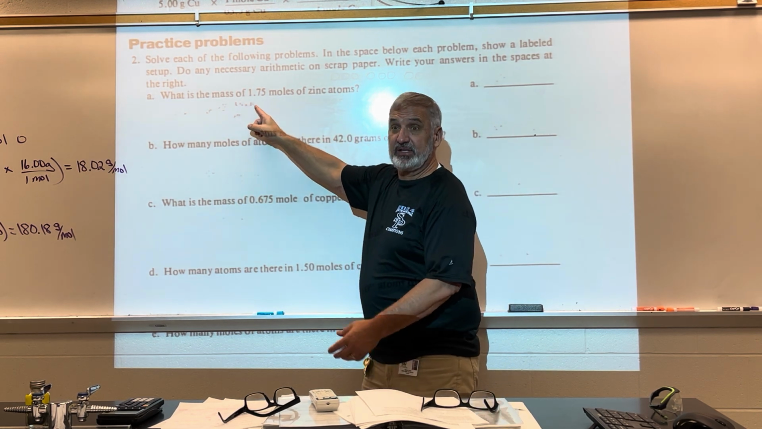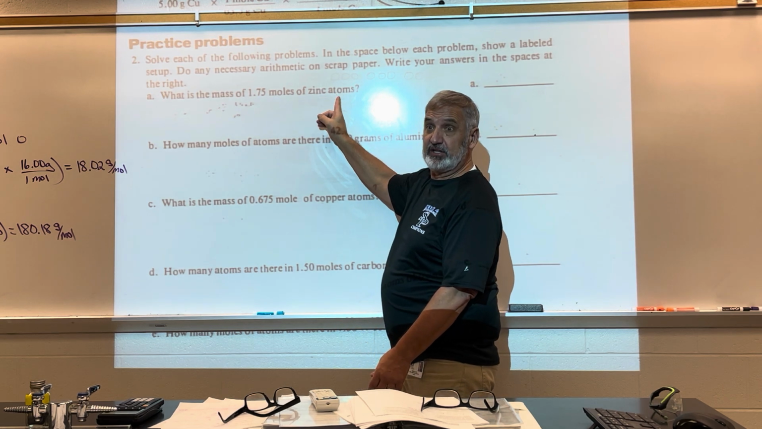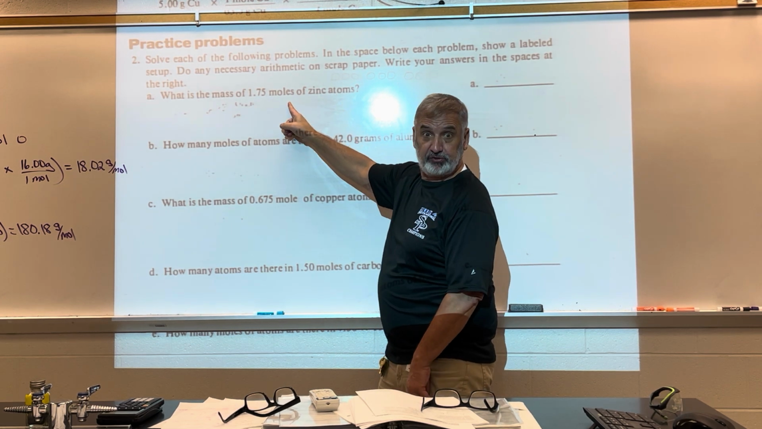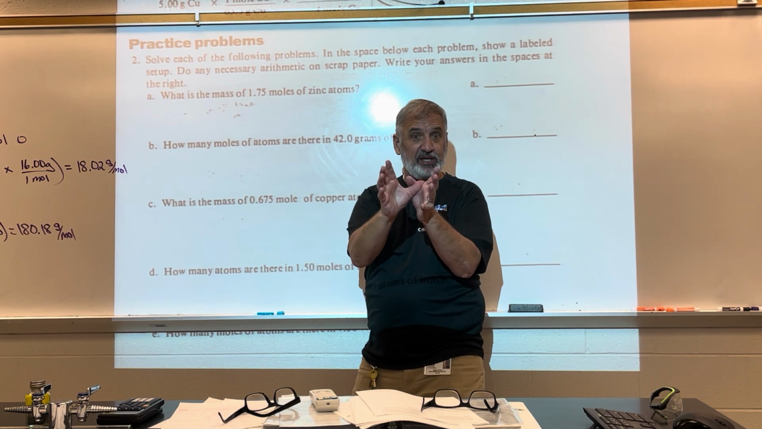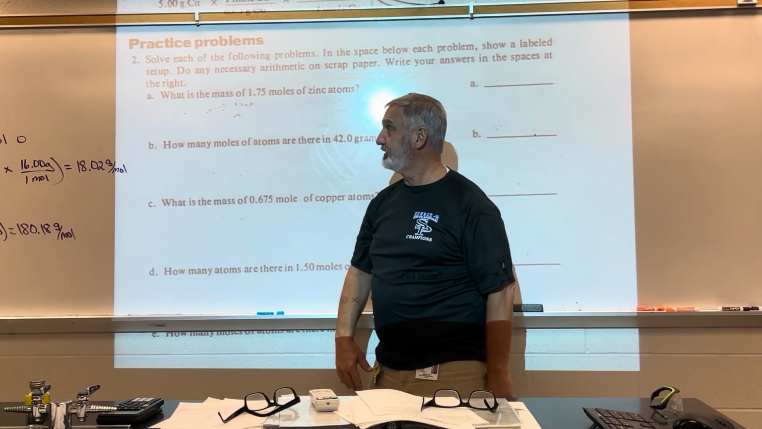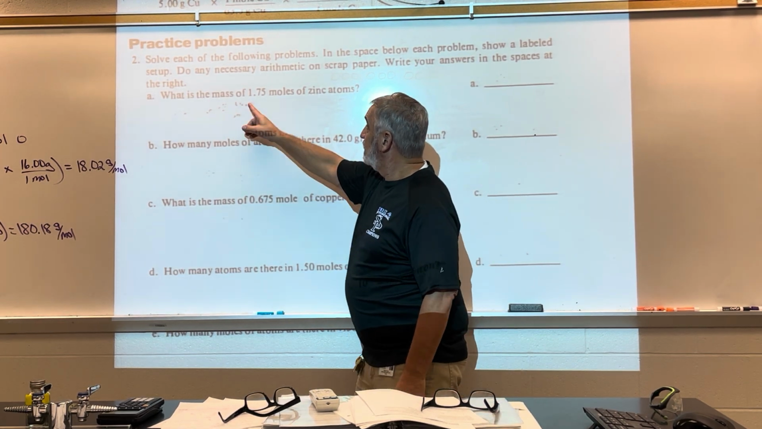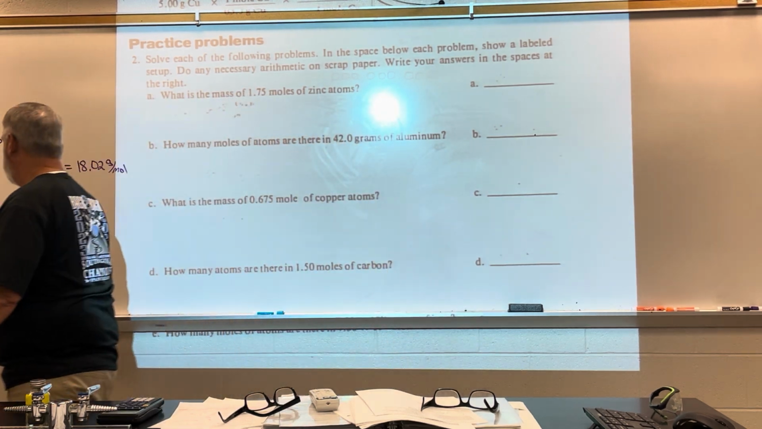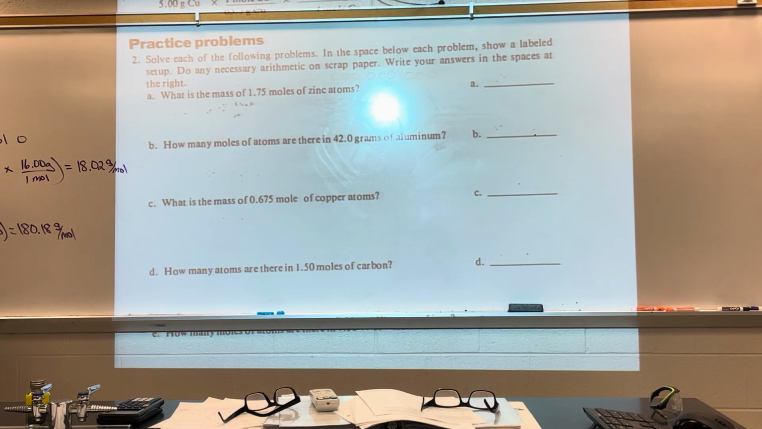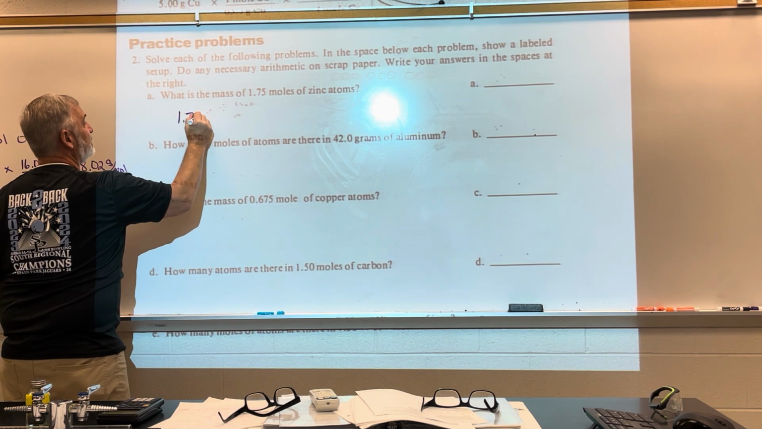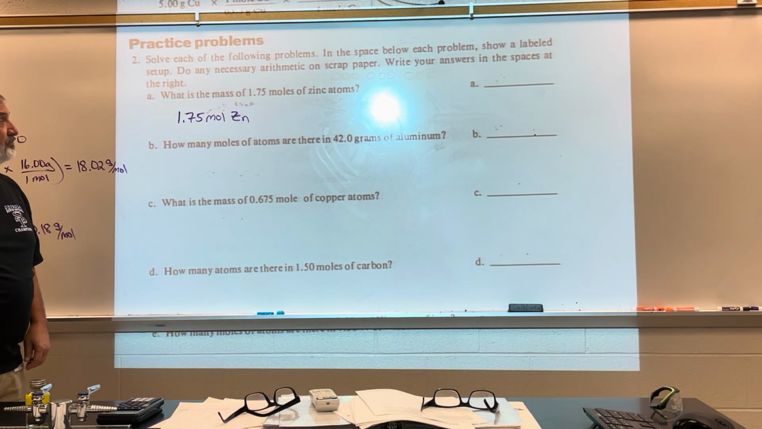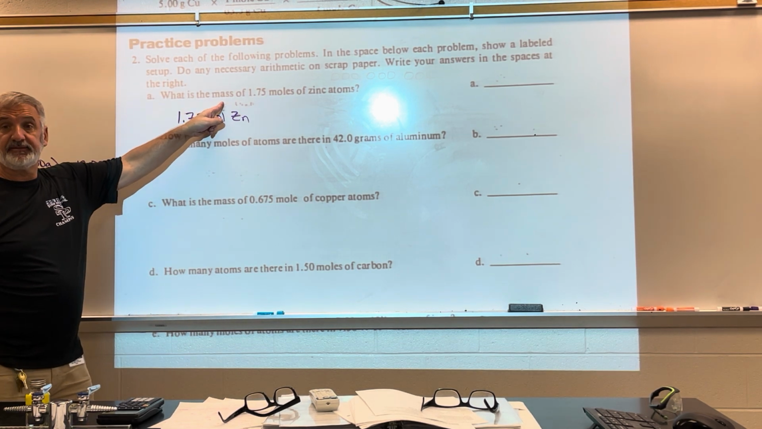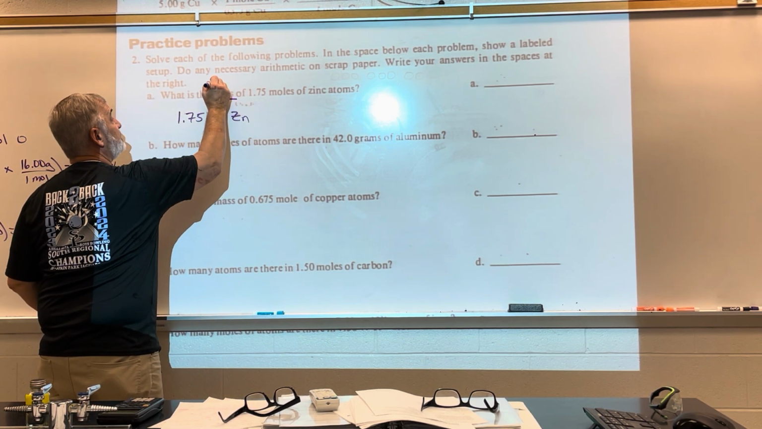So you got to make sure that you don't let this "atoms" mess you up, because we're not going to use Avogadro's number here. We're not looking for atoms, we're looking for moles. That's why we learn how to read and break things down and know what the object of the sentence is and all that kind of stuff. So, what do we start with? What's our given? 1.75 moles. Now you can put zinc, Zn, and I'm looking for the mass. Mass is going to be what unit? Make sure we know that this is grams.